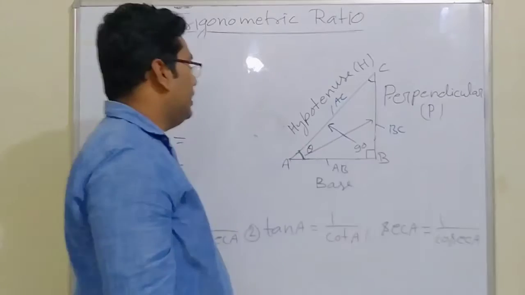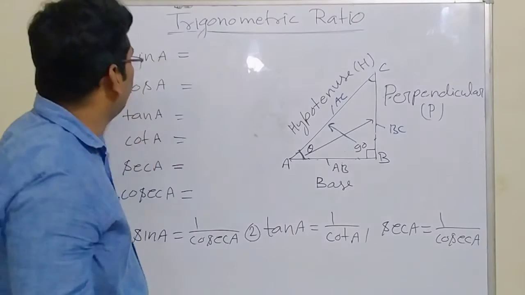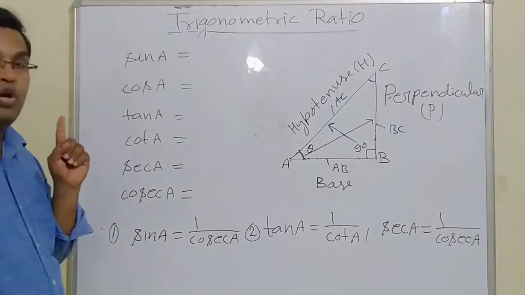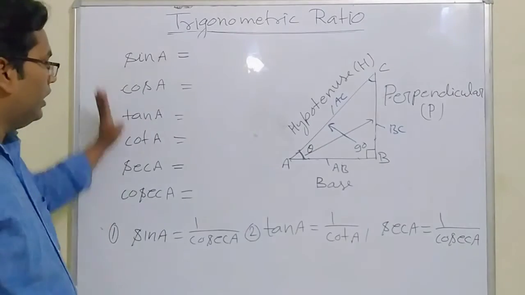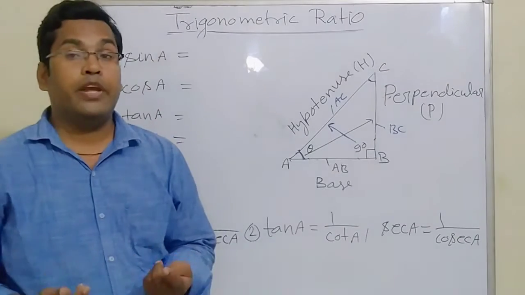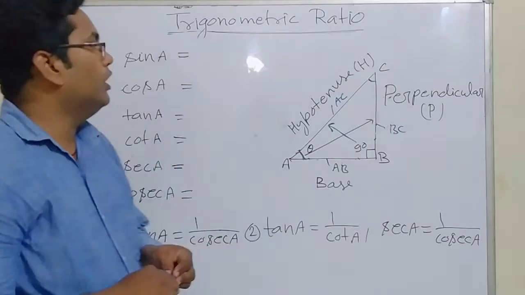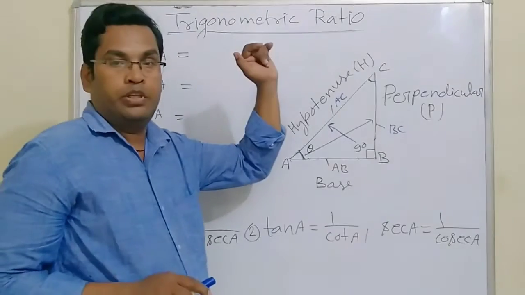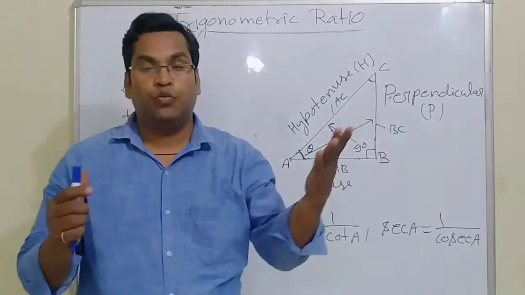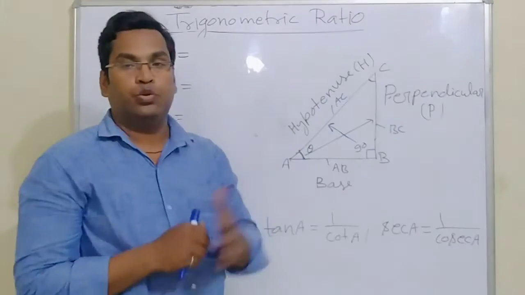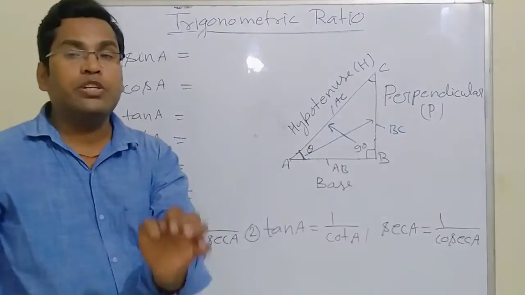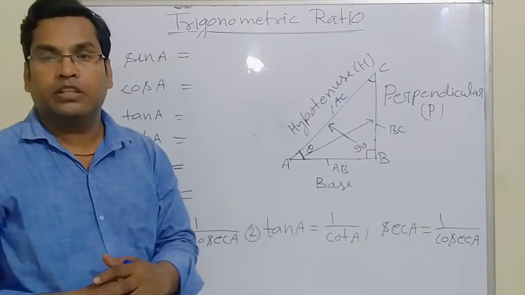There are 6 trigonometric ratios: sin A, cos A, tan A, cot A, sec A, and cosec A. There are 6. Why is it 6, not 5, not 7? Because these are ratios. The question arises: why are they called ratios? Because each is the ratio, or fraction, of any two sides.